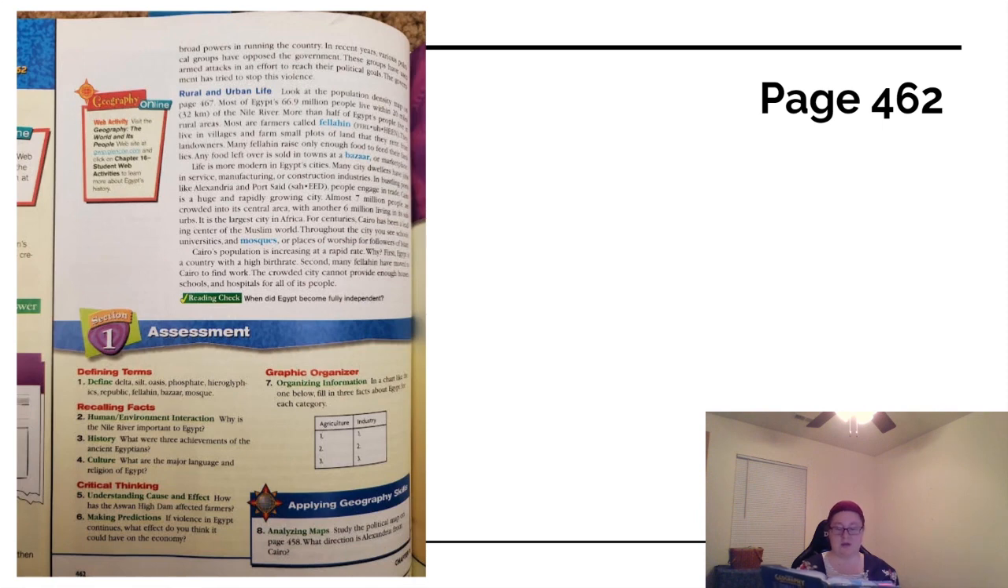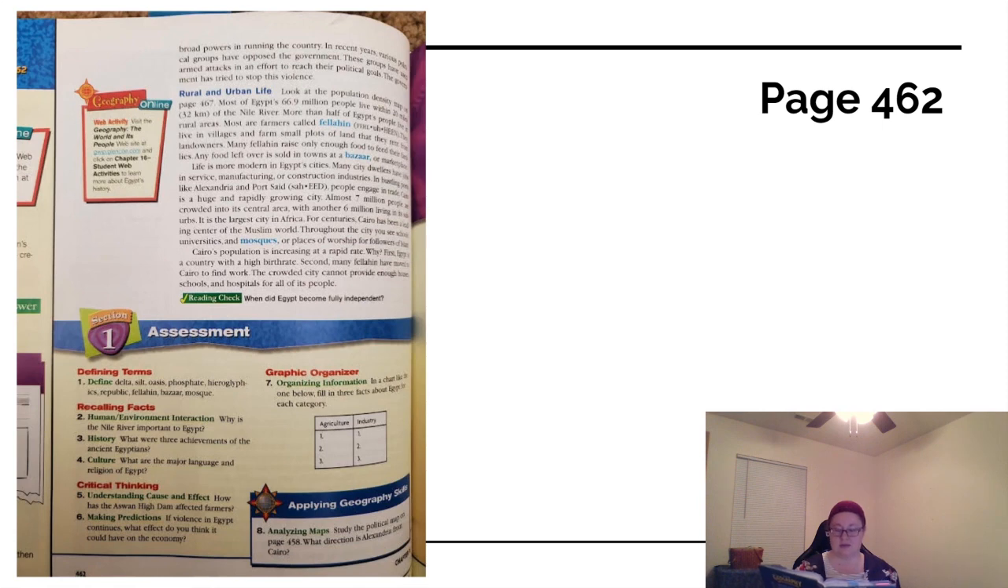Life is more modern in Egypt's cities. Many city dwellers have jobs in service, manufacturing, or construction industries. In bustling ports like Alexandria and Port Said, people engage in trade. Cairo is a huge and rapidly growing city. Almost 7 million people are crowded in its central area, with another 6 million living in its suburbs. It is the largest city in Africa.